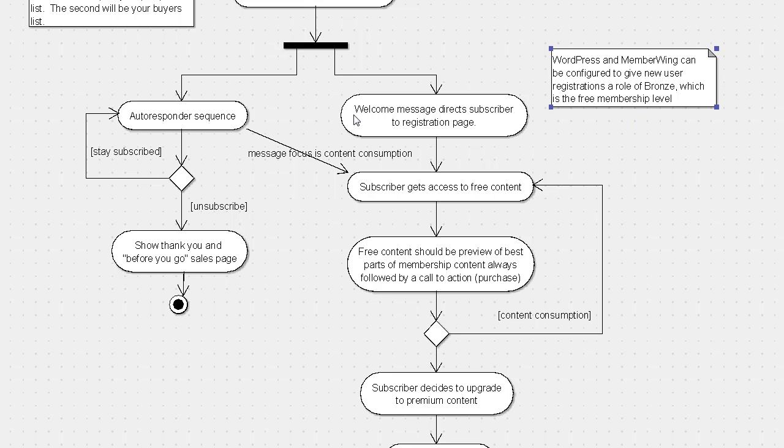Okay, after they've registered, they've ended up on your prospect list, and they have access to the free member content. The focus of each message in your autoresponder sequence should be to consume some of the free content that's on your site. And the reason is that the free content on your site should be a preview of the best parts of the membership content. And it's always followed by a call to action.